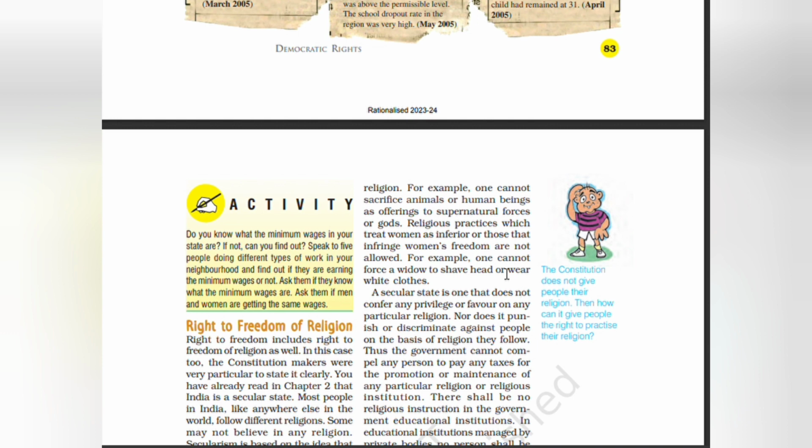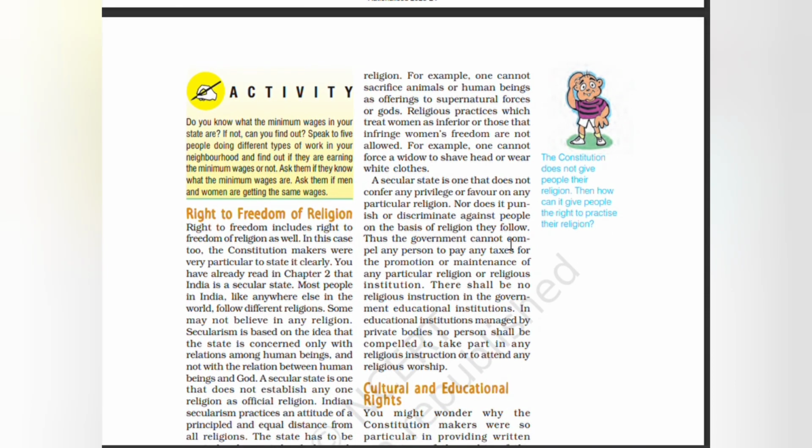A secular state is one that does not confer any privilege or favor on any particular religion, nor does it punish or discriminate against people on the basis of the religion they follow. Thus, the government cannot compel any person to pay any taxes for the promotion or maintenance of any particular religion or religious institution. There shall be no religious instruction in government educational institutions. In educational institutions managed by private bodies, no person shall be compelled to take part in any religious instruction or to attend any religious worship.